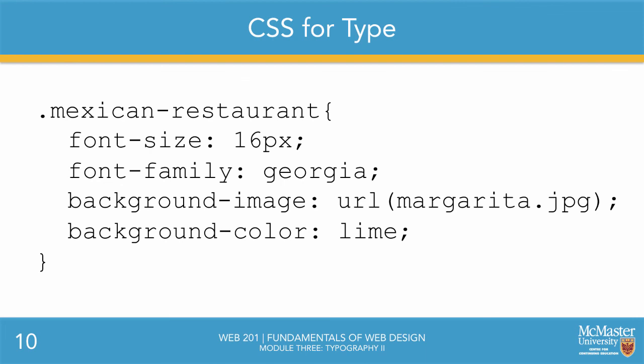Now we might not know exactly where the Mexican restaurant is on the web page or how it fits, but we know that wherever it is or whatever it is, its font is 16 pixels in Georgia, that the background is lime with a picture of a margarita of some kind. So even though we've never seen CSS before, by quickly glancing at this, we can kind of get a good sense of things because it's a fairly straightforward language in a lot of ways. So let's take this knowledge and apply it to the next tutorial and start to really explore the different properties for text in CSS.